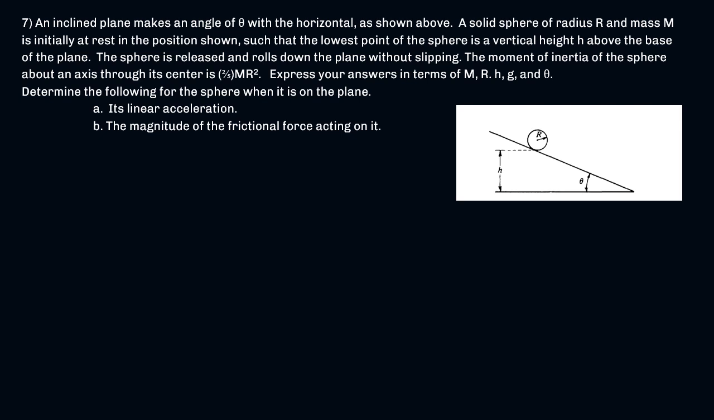So we have 2 parts here. We have find the linear acceleration, so essentially derive an expression for the linear acceleration, and then figure out what the magnitude of the frictional force is based on the expression for linear acceleration. Alright, so this is very much like the question from earlier. It is now just on an inclined plane, with a little bit of a different moment of inertia.